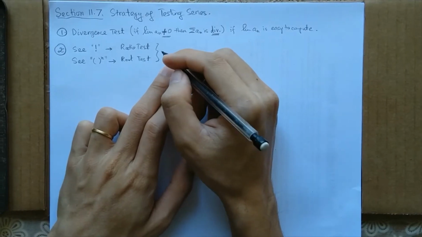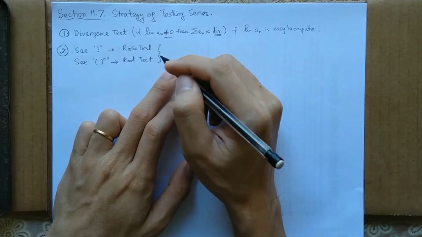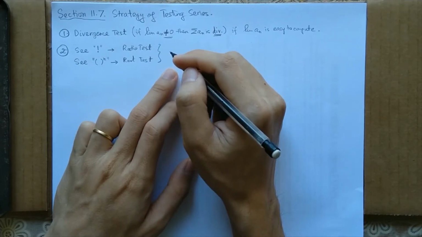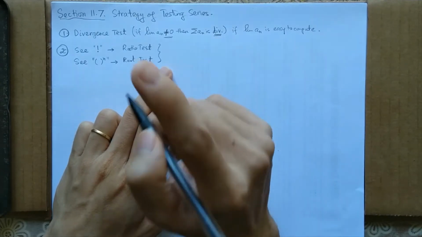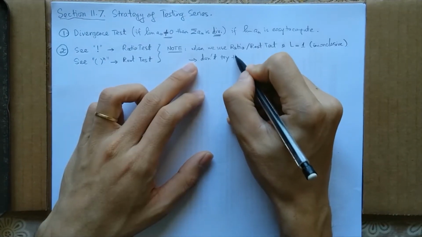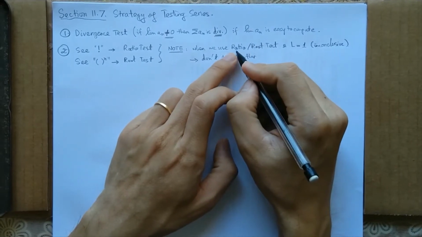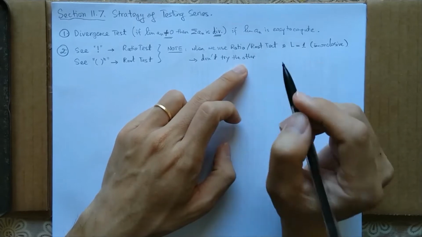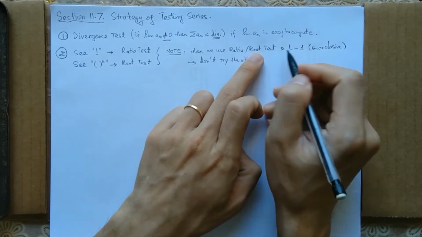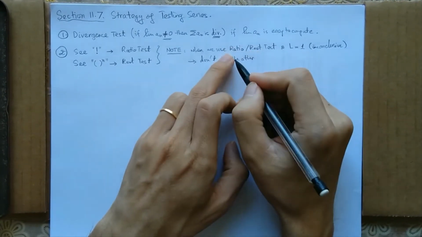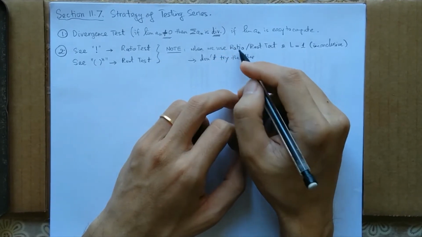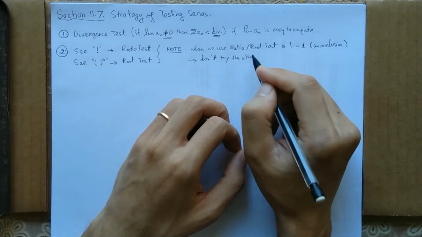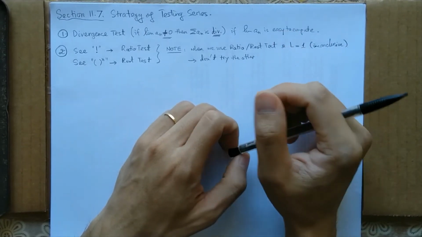If the limit is greater than 1, divergence. If the limit is less than 1, convergence. If the limit is equal to 1, inconclusive. And in that case, don't try the other. Meaning if you have tried the ratio test and the limit was 1, don't try the root test. And if the root test gave the limit equal to 1, don't try the ratio test, because if one of them gives you limit 1, the other will be giving you 1 as well.